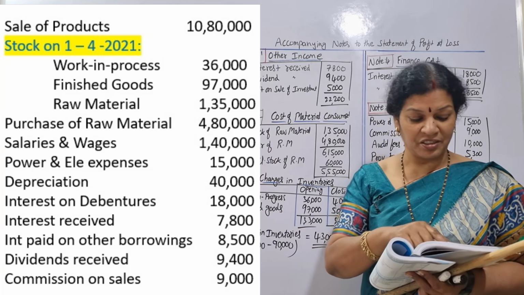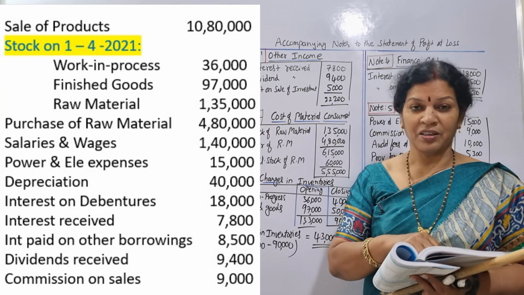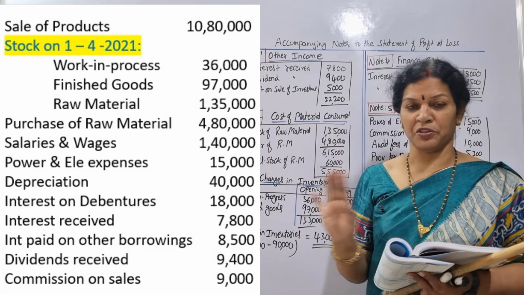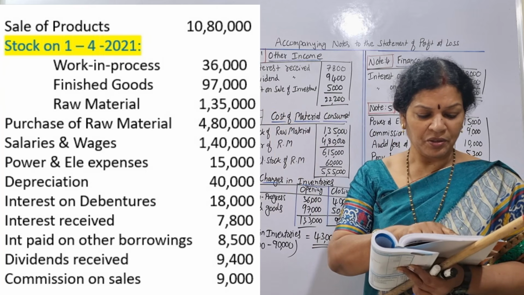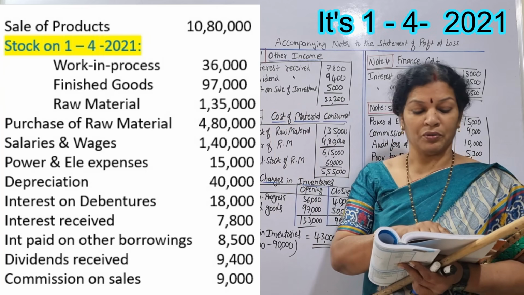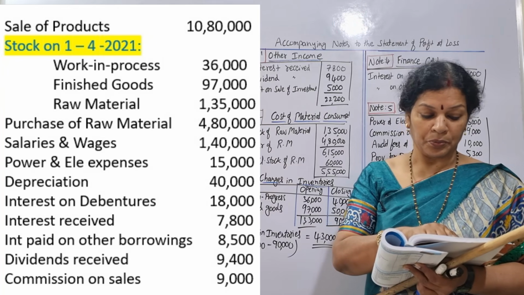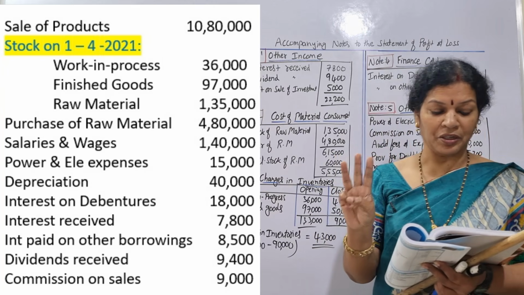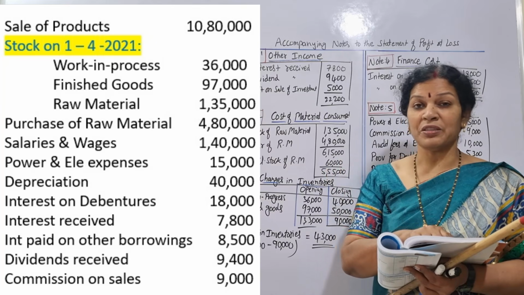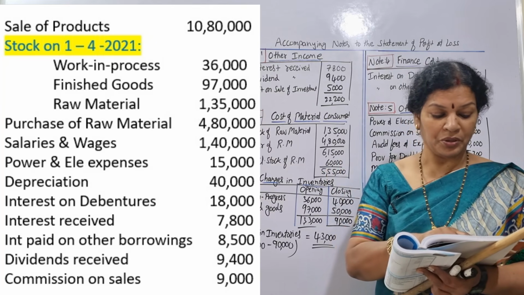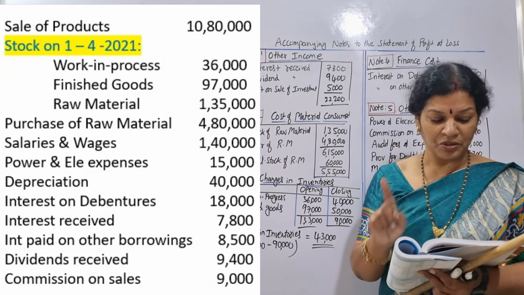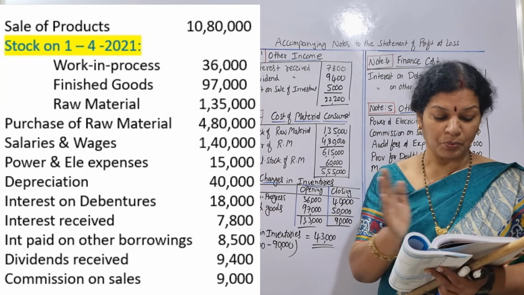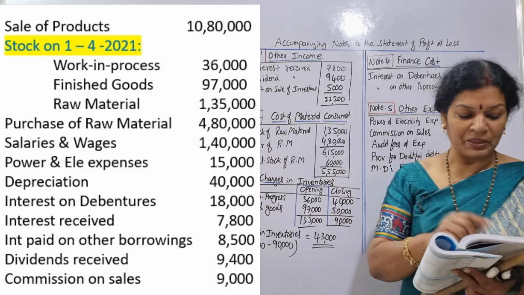Search for the sales returns. Anywhere sales returns are there? See, sales returns are not there, which means you can directly write under revenue from operations. Next, stock on 1/4/2022, the beginning stock. Stock is divided into three parts: work in progress, finished goods, and raw material. Raw material comes under the cost of material consumed, whereas work in progress and finished goods are different, right? So that we will see later.